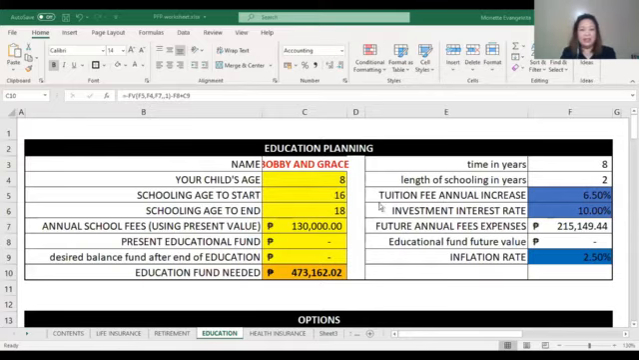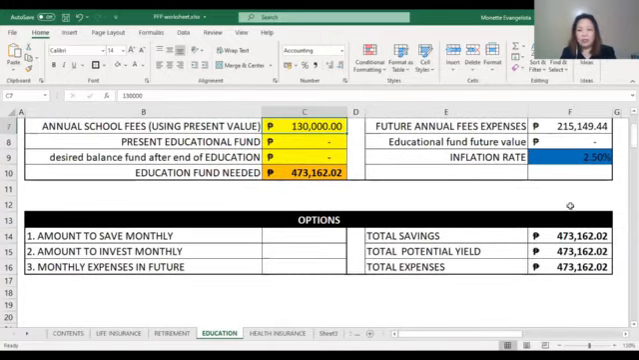I hope you can see my cursor. And senior high school will end by age 18, or 2 years lang naman yung senior high school kasi grade 11 and grade 12. So considering the assumptions that we made a while ago, a total of 130,000 per school year using present value. So the future value of that is 215,000 per school year. And again, using tuition fee increase and inflation rates, the total education fund needed for Jenny's Senior High School is 473,000.